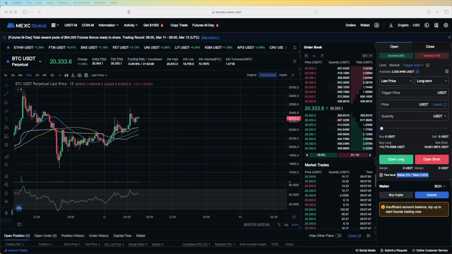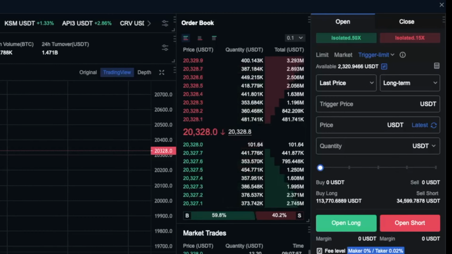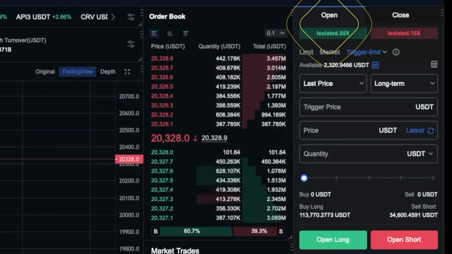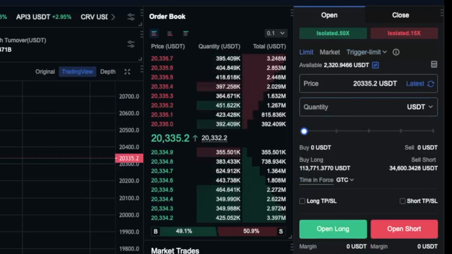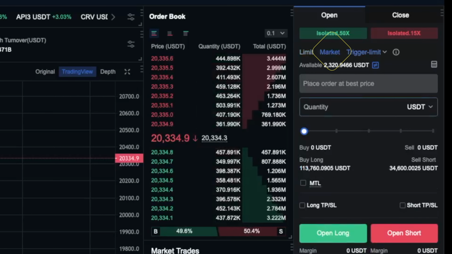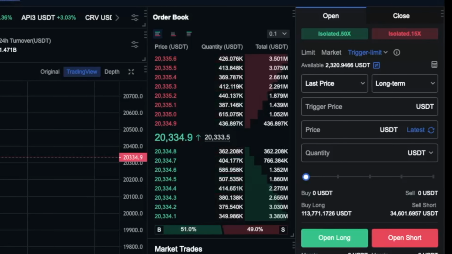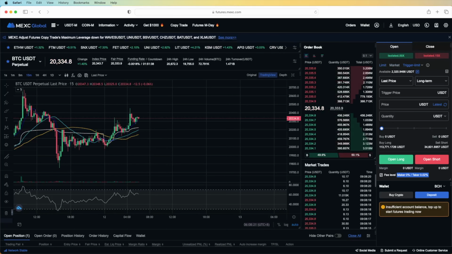We have two different parts here, open and close. First, you need to open the position. We have three different order types here: limit, market, and trigger limit. We're going to go through each of them.